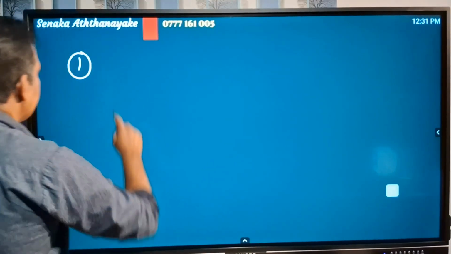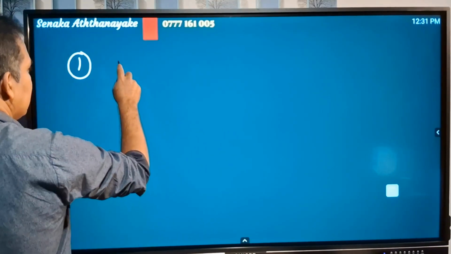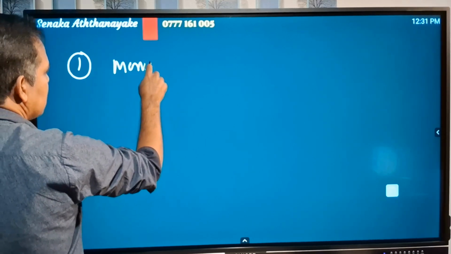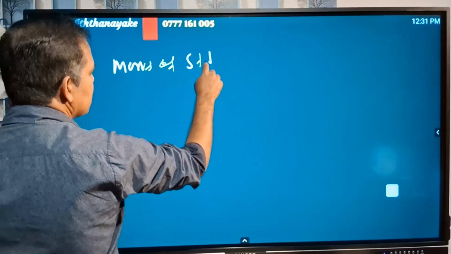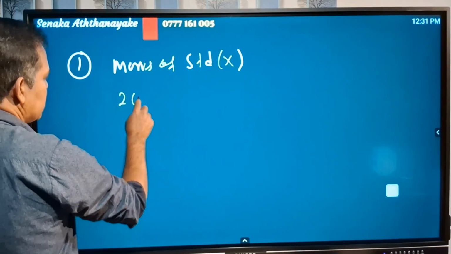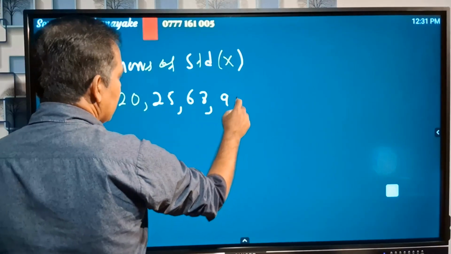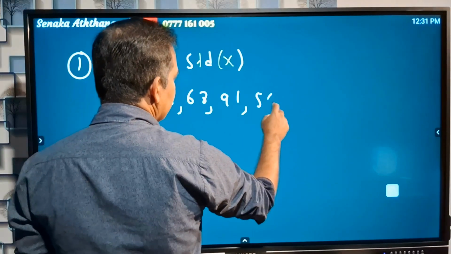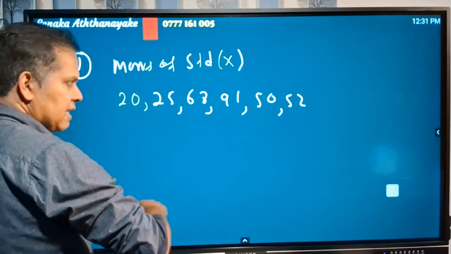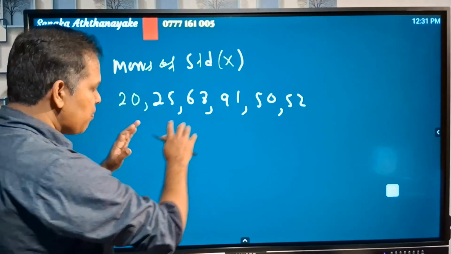Okay, my first example, look at this. I consider a very simple example, a data array. These are the marks of students, and that is my variable x. The values are 20, 25, 68, 91, 50 and 52. So 1, 2, 3, 4, 5, 6. I consider this class: in this class, 6 students are there with these marks.